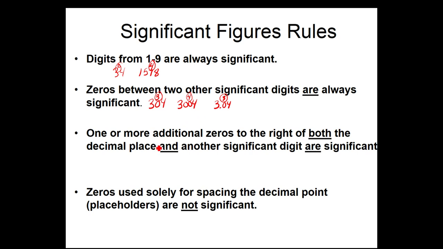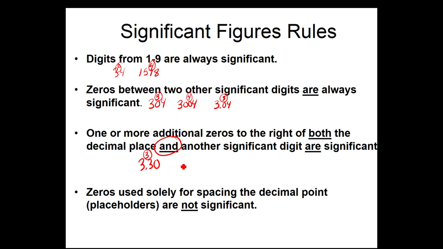Third rule, getting a little more complicated, but it's not too bad. One or more additional zeros to the right of both the decimal place and another significant digit are significant. The zeros have to be to the right of the decimal place and to the right of another digit to be significant. So, 3.30. Is that 0 to the right of the decimal place? Yes. Is that 0 to the right of a number? Yes, the 3. So that counts. So there are 3 significant digits there.